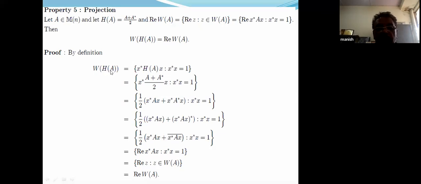Now the proof is simple. Numerical range of the Hermitian part of A can be written like this: x* ((A + A*)/2) x, where x is a unit vector. Now this equals half of x* A x plus x* A conjugate transpose x. Now this is just a number. We can take its conjugate transpose, and then we have this equal to the conjugate of x* A x. And this is the real part of x* A x, where x is a unit vector. This is the real part of the numerical range.